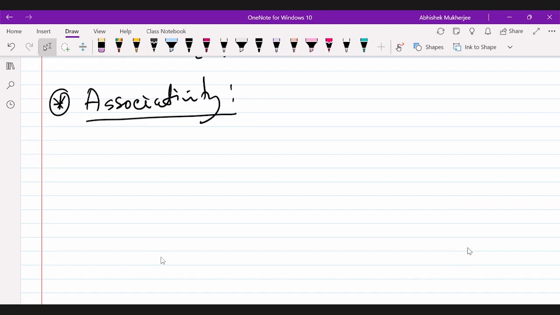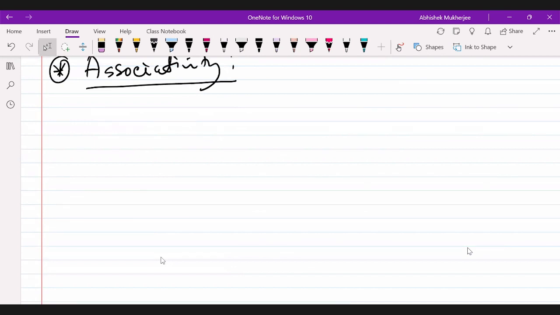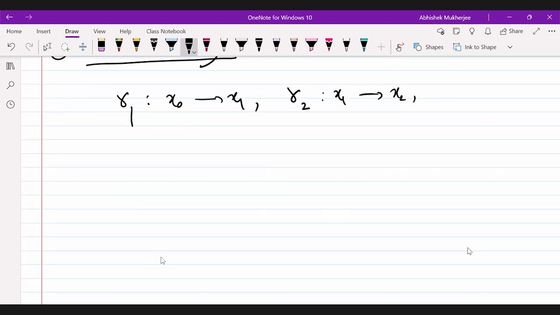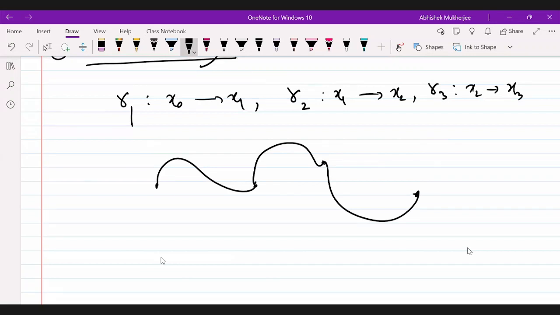And to prove this, consider three paths, right? One is from x0 to x1. Another one is x1 to x2. And the third one is x2 to x3, right? So this is your gamma 1, this is your gamma 2, and this is your gamma 3.